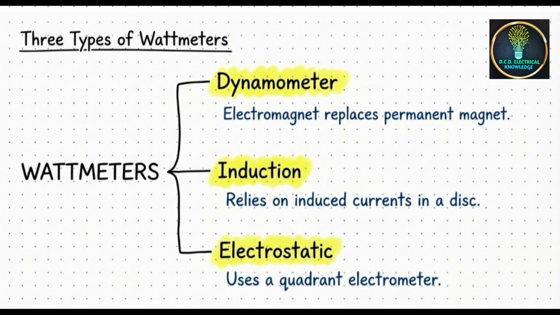Classification: three types of wattmeters. One, dynamometer: electromagnet replaces permanent magnet. Number two, induction: relies on induced current in a disk. And third, electrostatic: uses a quadrant electrometer.